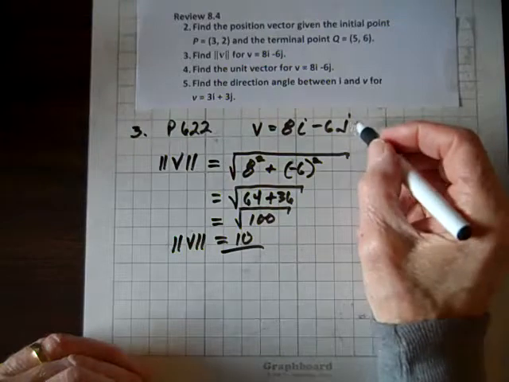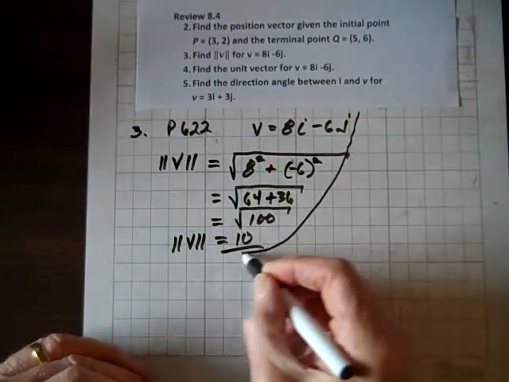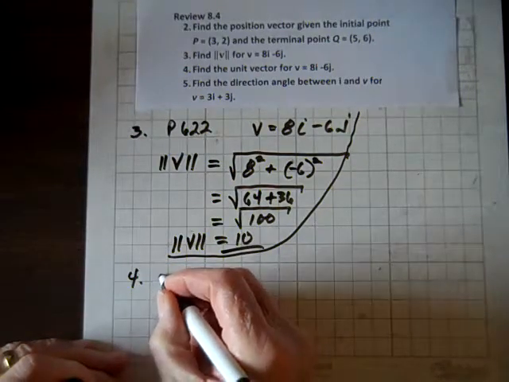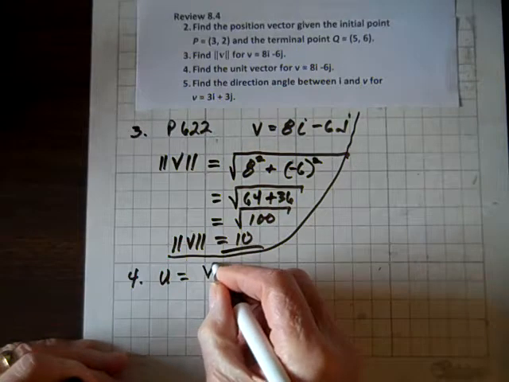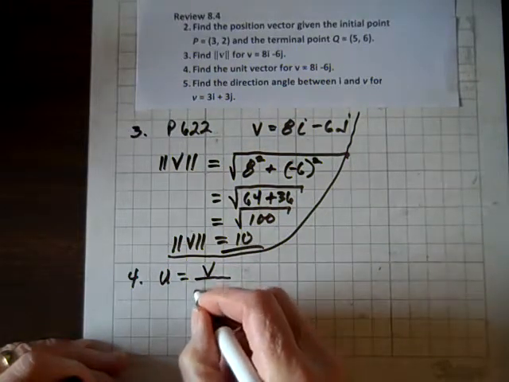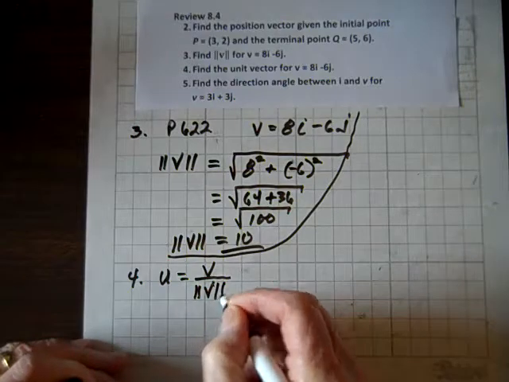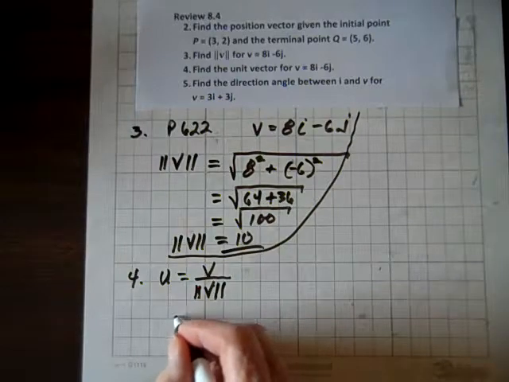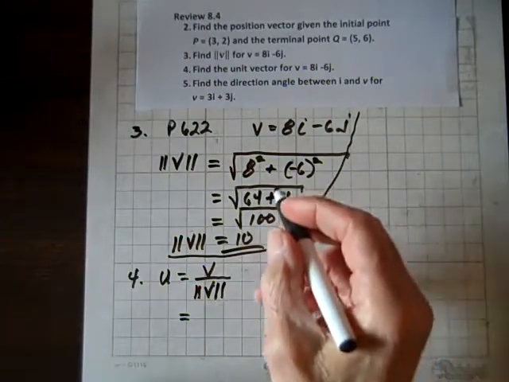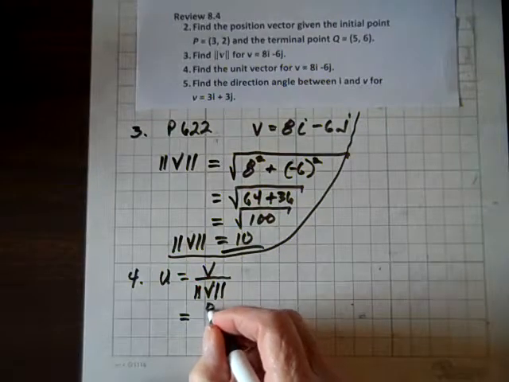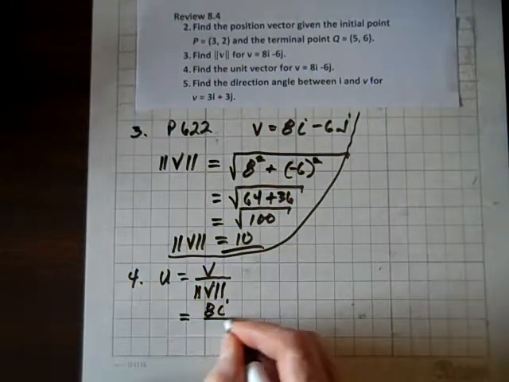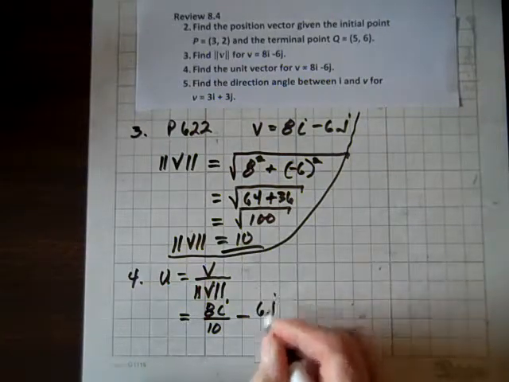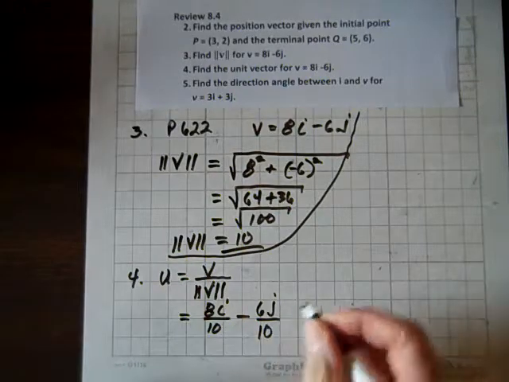Now we have to find the unit vector corresponding to this vector. So we'll call it u. So u equals v divided by the magnitude of v. And so that's going to equal 8i over 10 minus 6j over 10.